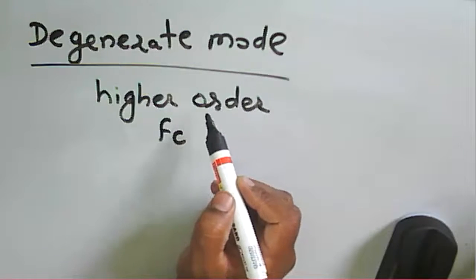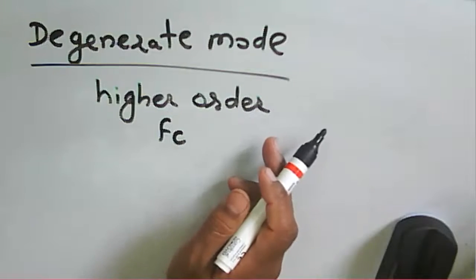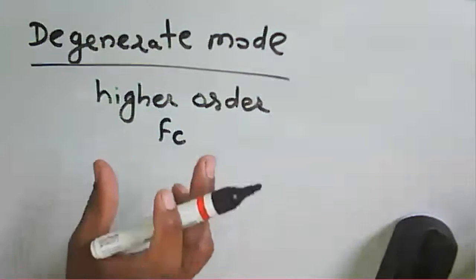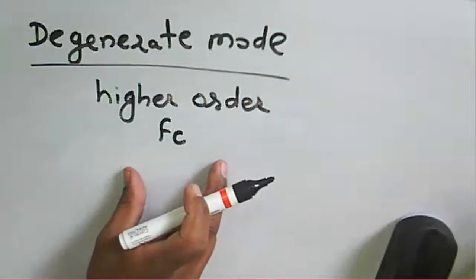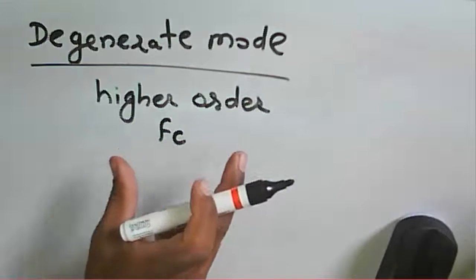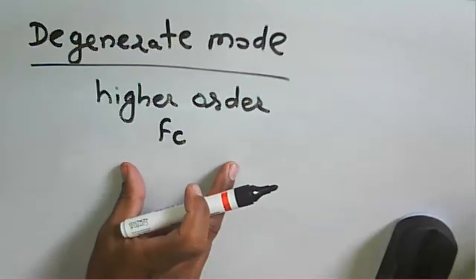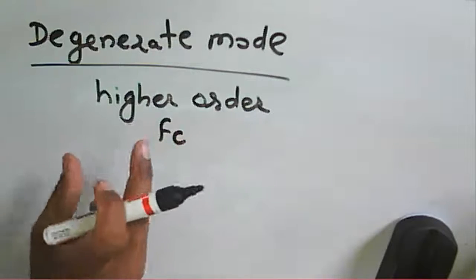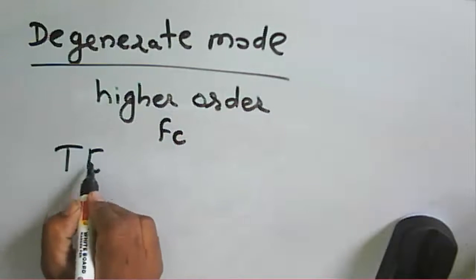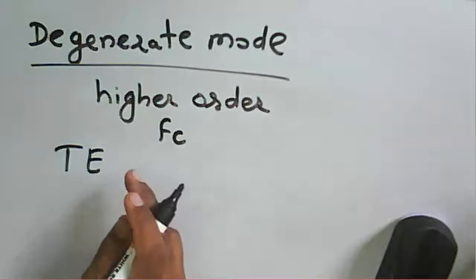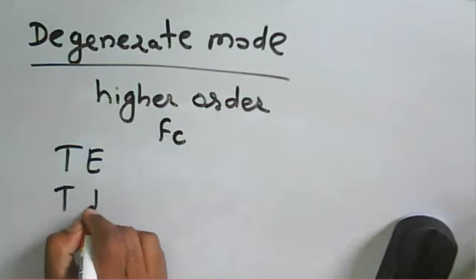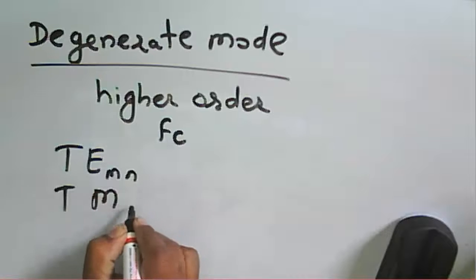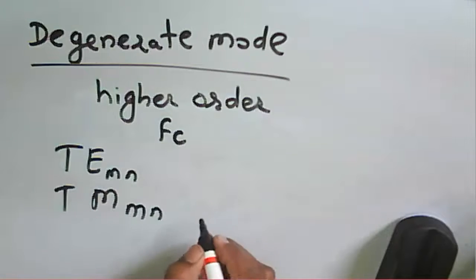Okay, there are some higher order modes that have the same cutoff frequency. Those modes are called degenerate. And in that particular case, for the TE and TM modes, we can consider TMmn here.